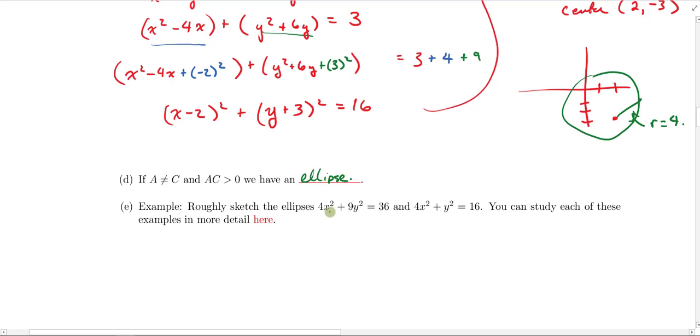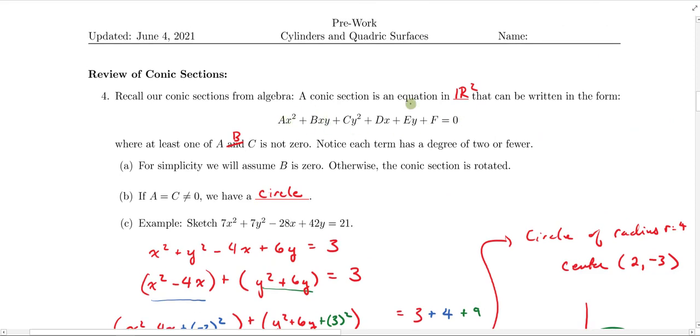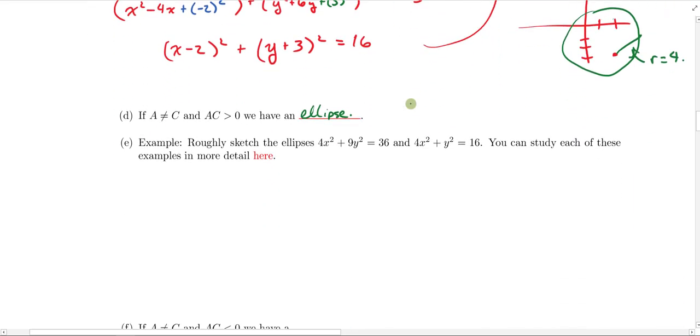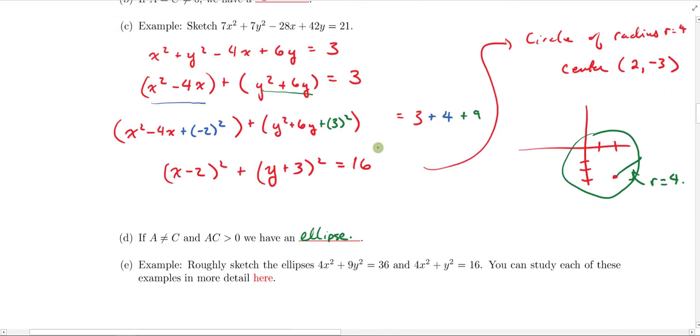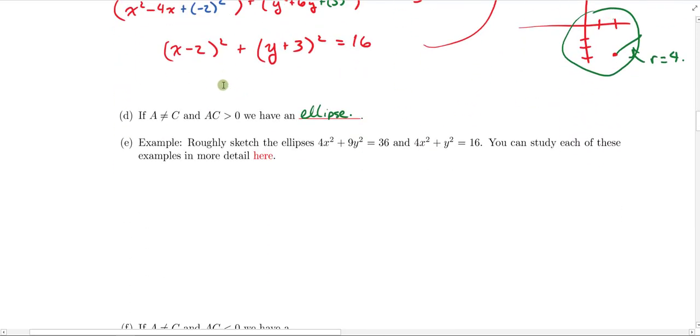So here I've got a situation where we've got 4x squared plus 9y squared equals 36. So a lot of the values of the coefficients in the conic section would have to be 0 for that to be the case. And the question is what type of shape is it? So what do I expect you to take from this? I expect you to recognize this shape right here as an ellipse, just like I expect you to recognize this shape right here as a circle. And I just want to convince you that this is an ellipse.